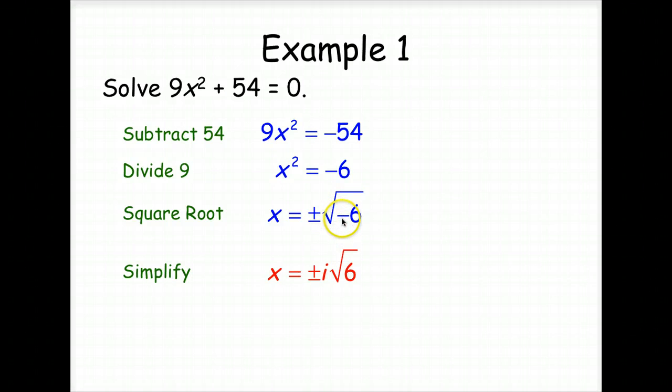This is the same thing as the square root of 6 times the square root of negative 1. So we're pulling the i out. So the square root of negative 1 is i. So our answer, x is equal to plus or minus i times the square root of 6.